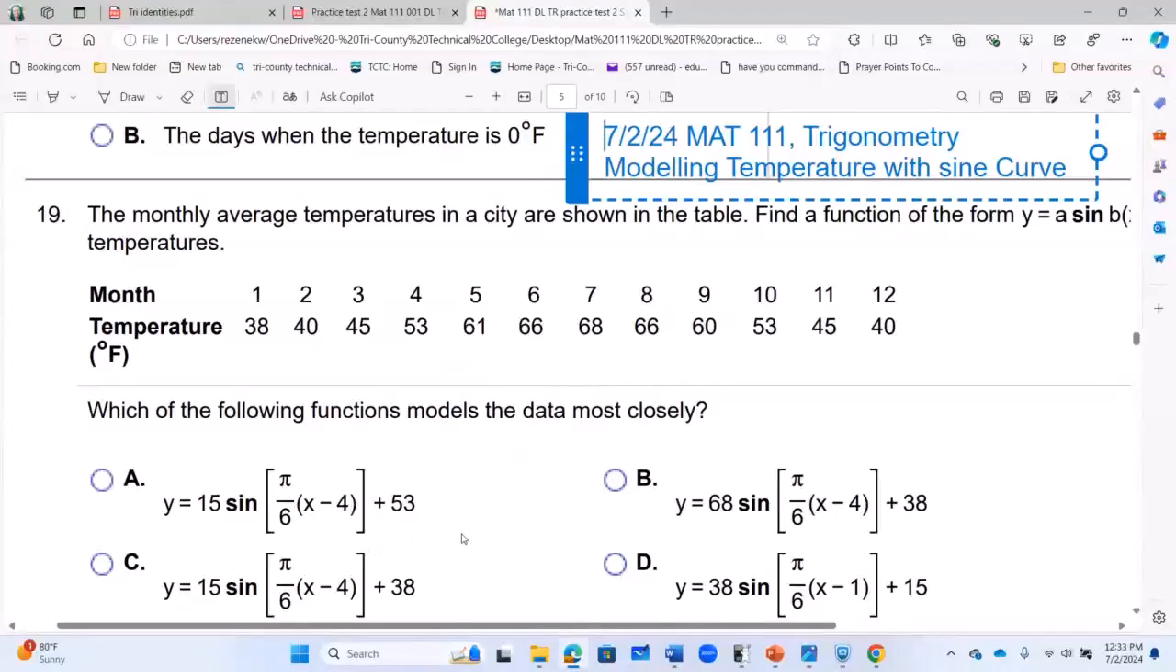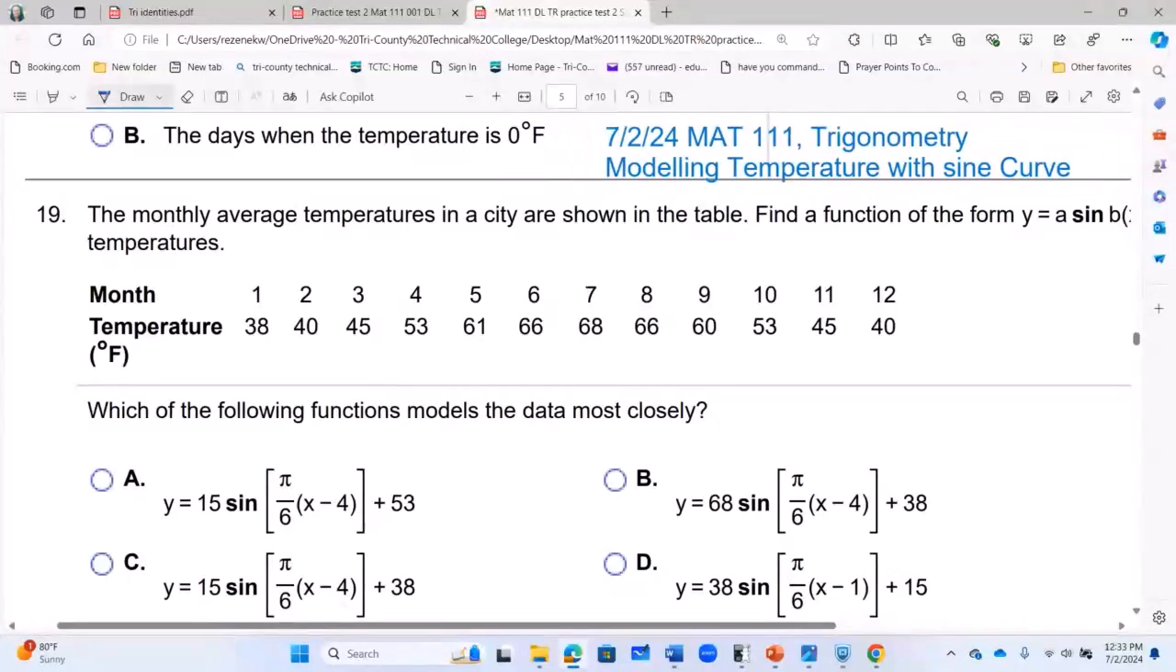Okay, how do we do a sine curve when we are given raw data? We're given raw data right here. And how do we do a sine curve? The first thing you want to do is know the formula. So you want to make sure you remember the formula.